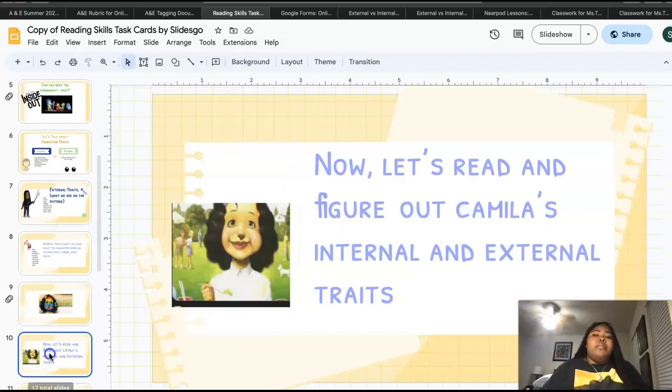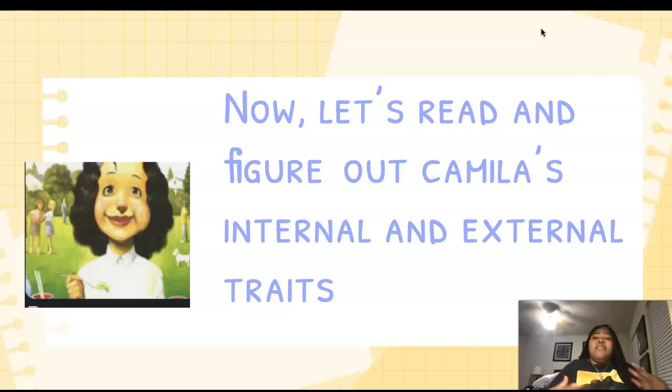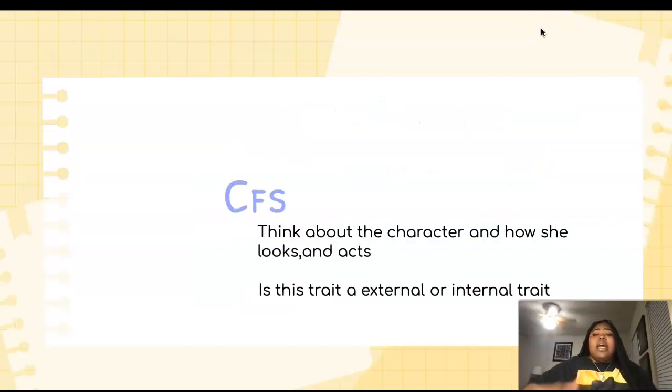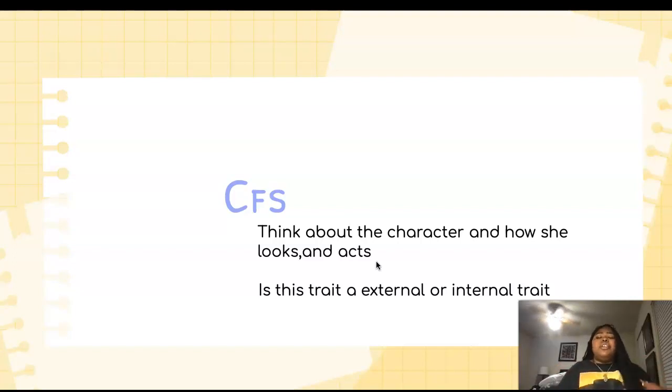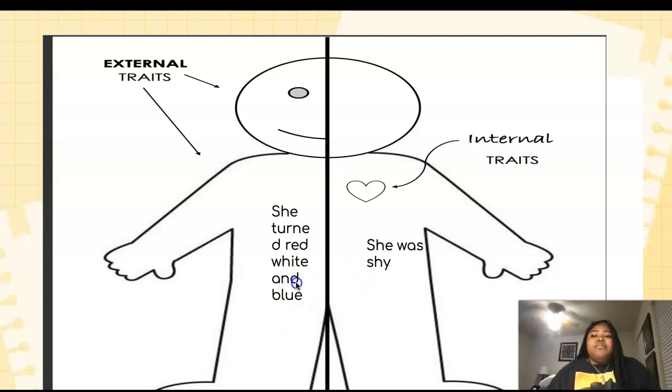We read the book A Bad Case of the Stripes, and we know that Camila had a couple of different external and internal traits. One that I remember we talked about was her being scared to go to school. Think about how she was acting when she was scared to go to school. She told her mom, I don't know if I want to go to school. I'm nervous. She was picking out outfits because she didn't know what people were going to think about her. From the outside, she turned red, white, and blue.